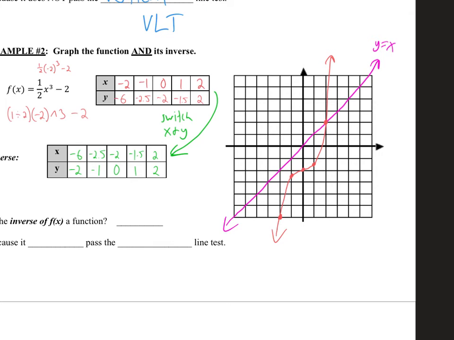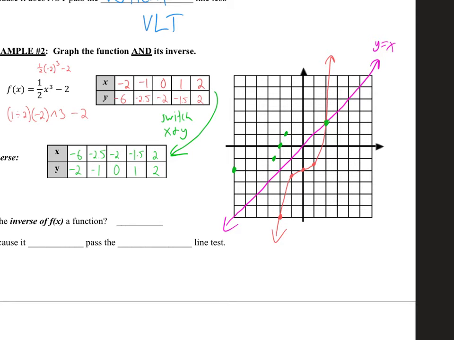So we have (-6, -2), which is left 6, down 2. Then we have (-2.5, -1), which means go left 2.5 boxes, down 1. Then we have (-2, 0), which means go left 2, stay on the x-axis. Then we have (-1.5, 1), which means go left 1.5 boxes, up 1. Then we have (2, 2), which means go right 2, up 2.